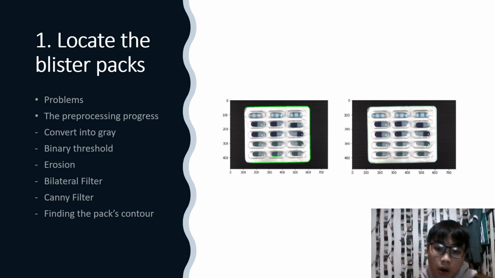After that, we erode the blister packs to sharpen their outlines, and we apply bilateral filters, which are able to remove noise in the packs without blurring corners. And before finding contours, we apply the Canny filter to turn the image into edges, which makes the contour finding process easier.